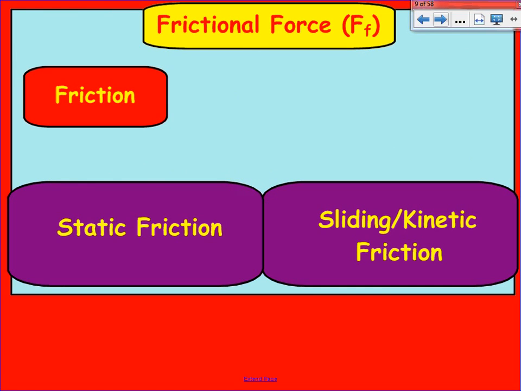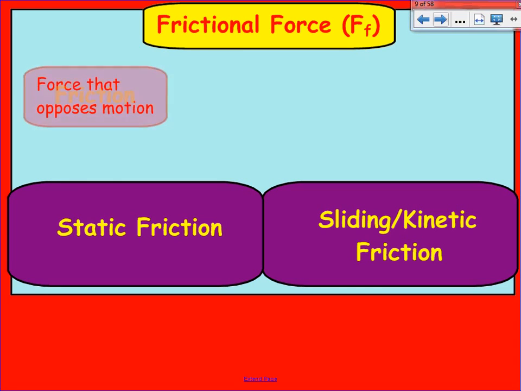The final force I want to talk about is frictional force, or F sub F. First of all, friction is defined as a force that opposes motion. So if an object is moving, it's going to oppose it. It also is going to be a force that opposes motion that wants to start. So you can see there's two types of friction here. There's static friction, and then there is kinetic or sliding friction.